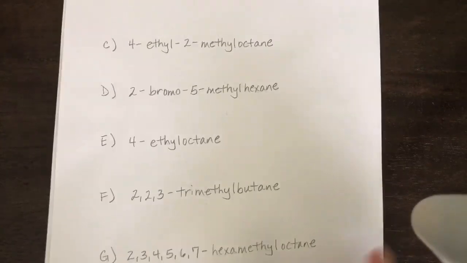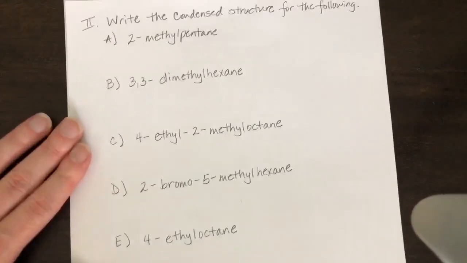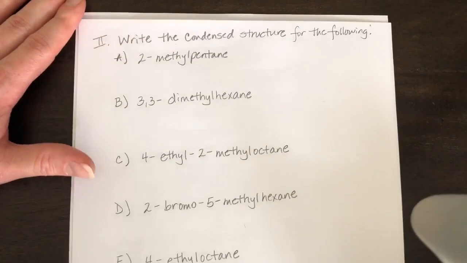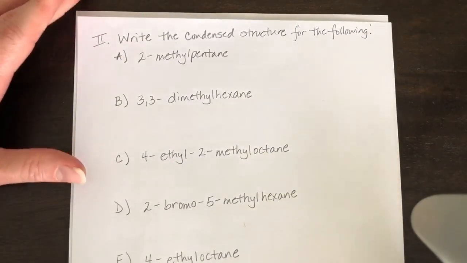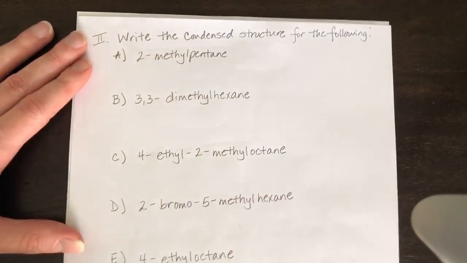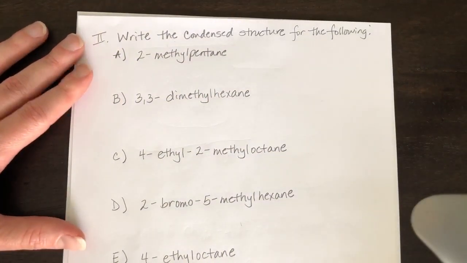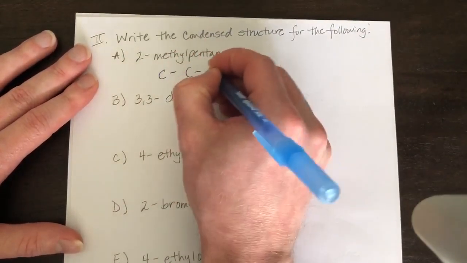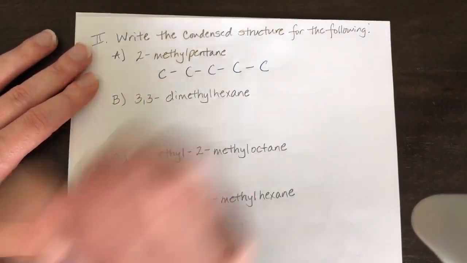Now let's write the condensed structures. So remember, when we write our condensed structures, we're going to pay attention to the back, and then we're going to work our way forward. And then when we fill in our hydrogen, it's 4 minus the number of bonds. Okay, so pentane is 5. 1, 2, 3, 4, 5.